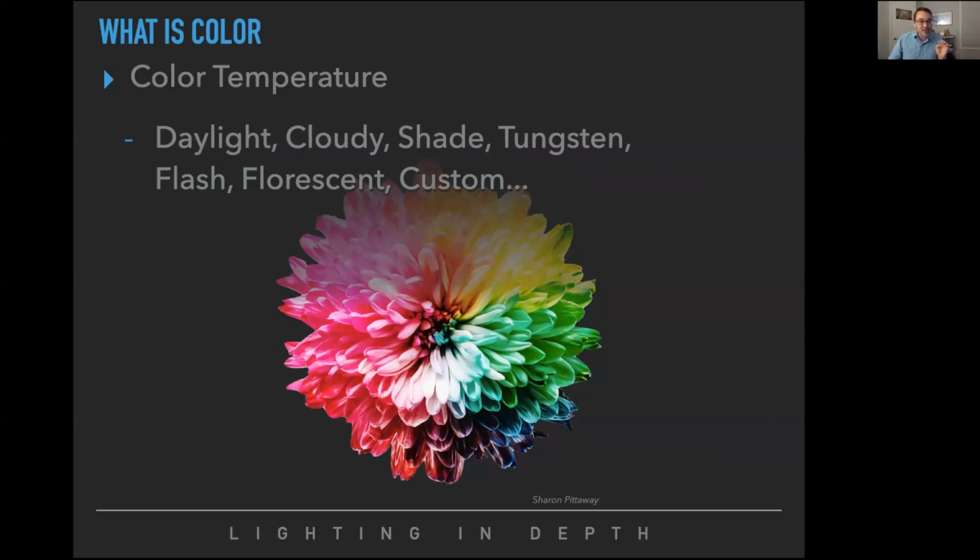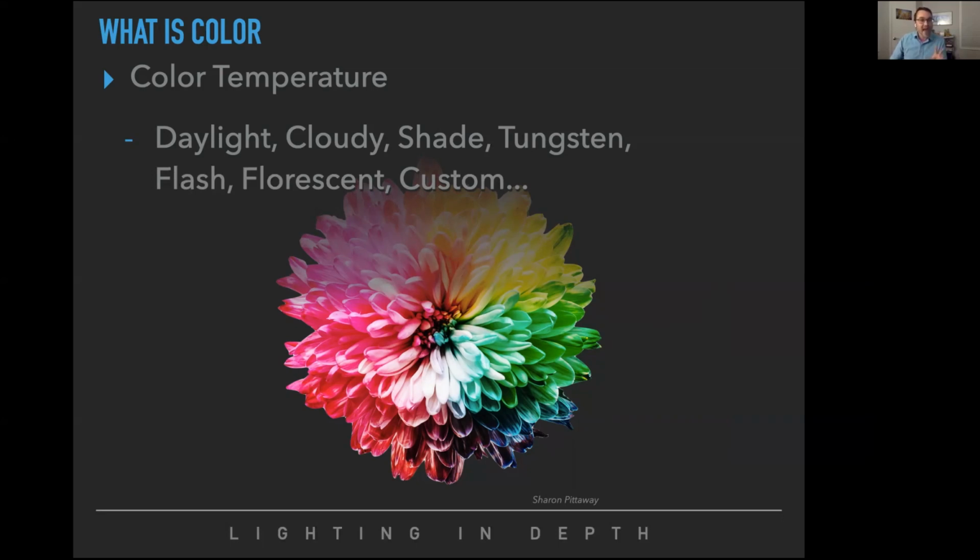So imagine a subject lit by both a light bulb and a window light. How do we set our white balance? Do we set it to shade? Do we set it to tungsten? Somewhere in between? And that all depends on what you're doing creatively. There is no right or wrong answer. It's just important that we're aware of color temperature and that we're aware of the color temperature of each source.